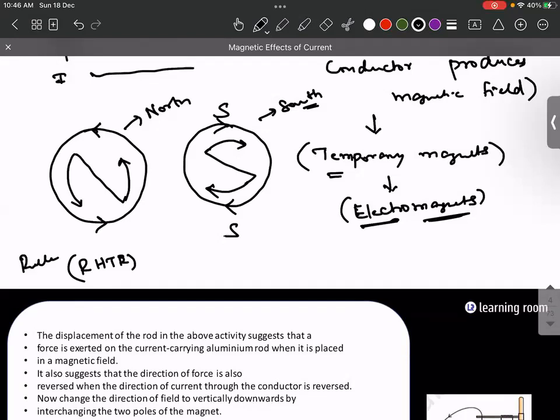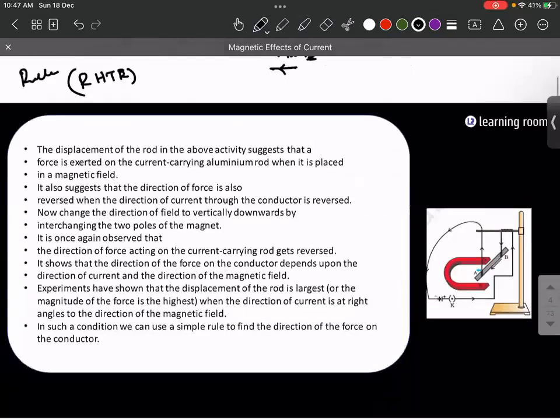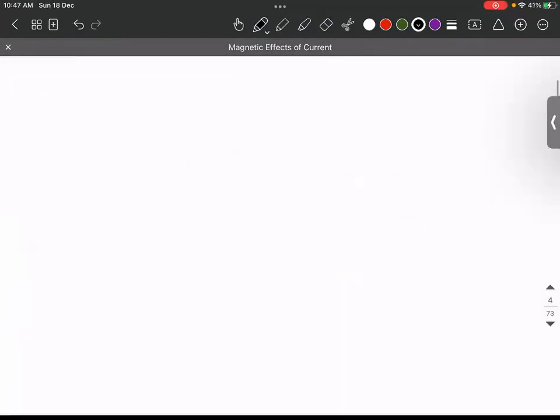So basically you need to take the right hand and place the thumb in the direction of current and curl the wire as if you are holding it. So the direction in which the fingers of your right hand are getting curled is going to give you the direction of magnetic field. Okay.